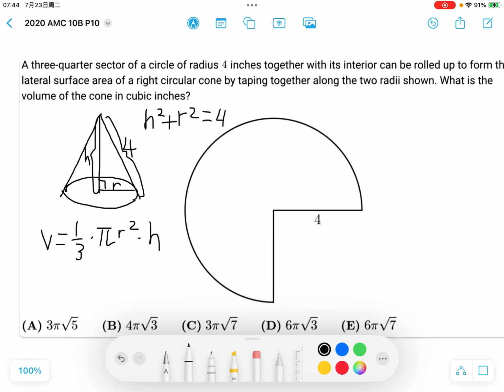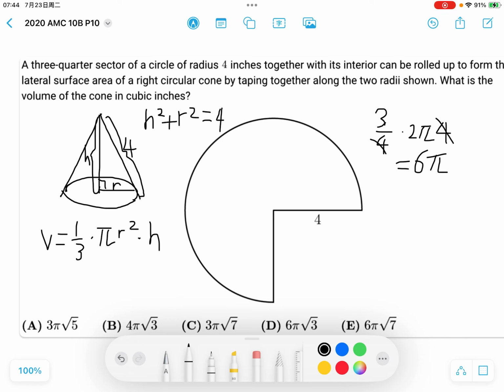Another piece of information we know is that this whole circle here is actually a 3/4 sector of a circle. So basically this means that the arc length is 3/4 of 2 pi r. And r here is the radius of this large circle, so r is just 4. If we cancel the 4's out, we have the circumference to be 6 pi.